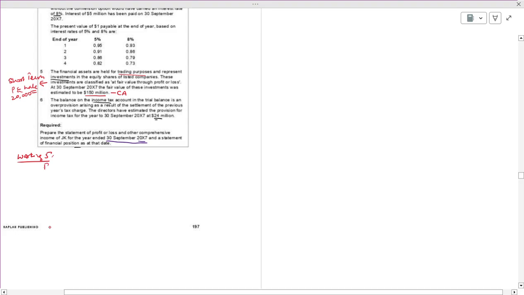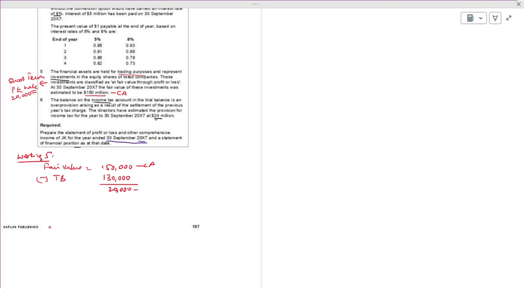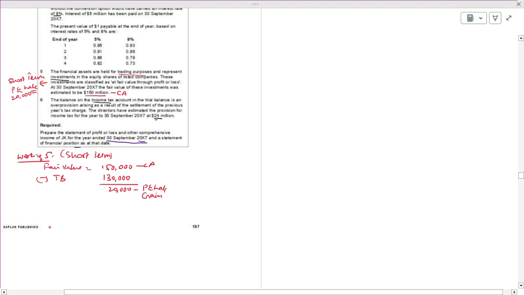Fair value is how much? Fair value is 150,000. This we have to show in current assets. Minus trial balance is how much? 130,000. Is it right? Difference is how much? 20,000. This is short term. If it is short term, we have to show it in the profit and loss account as a gain. Is it right? Fine? Are you clear about this?